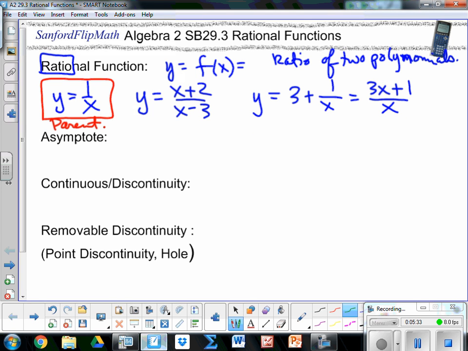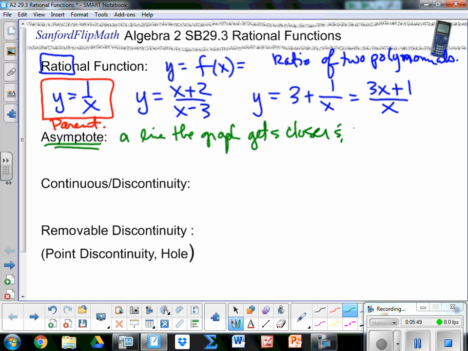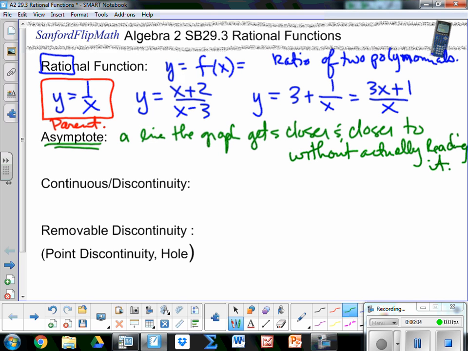That line, in this case, is called an asymptote. An asymptote, it's not a bad word, careful how you abbreviate that, is a line the graph gets closer and closer to without actually reaching it. So it gets closer and closer to the y-axis, but it's not actually going to touch it. Okay, hit pause if you need to keep writing that if you're writing down all the details.